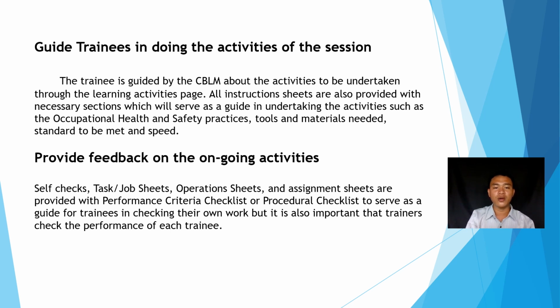Provide feedback on the ongoing activities. Self-checks, task and job sheets, operation sheets, and assignment sheets are provided with performance criteria, checklists, or procedural checklists to serve as a guide for trainees in tracking their own work. But it is also important that trainers check the performance of each trainee.